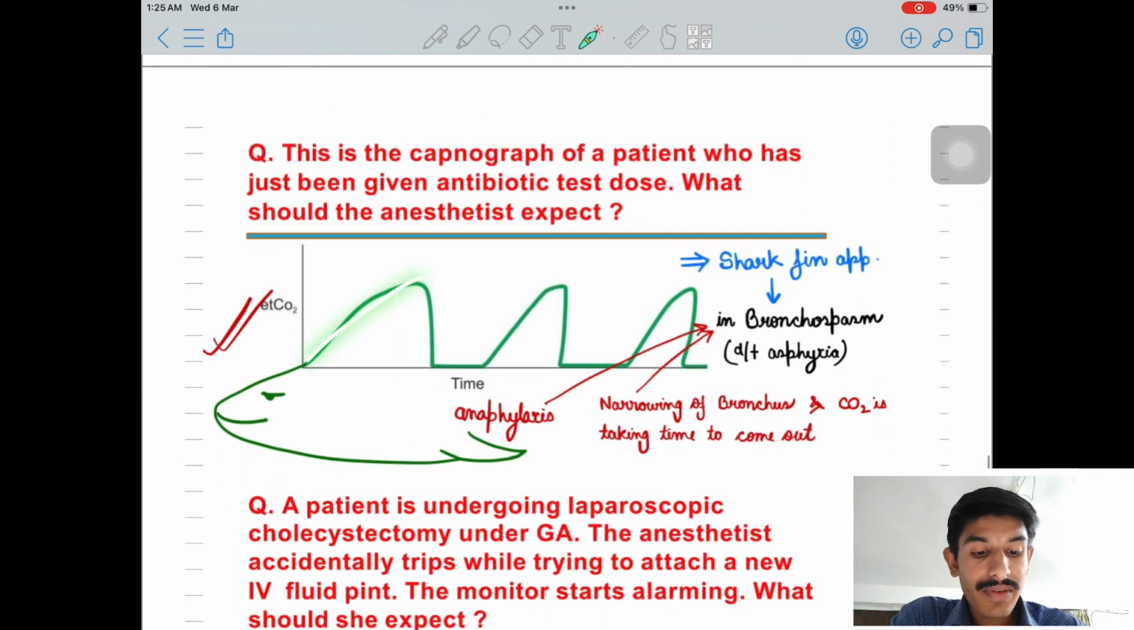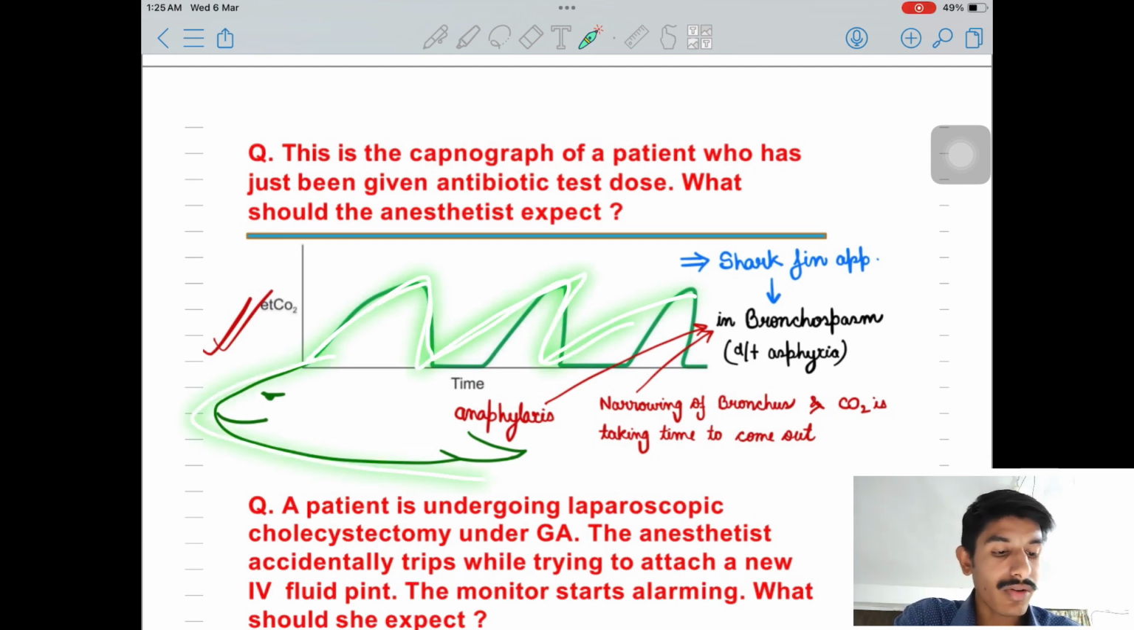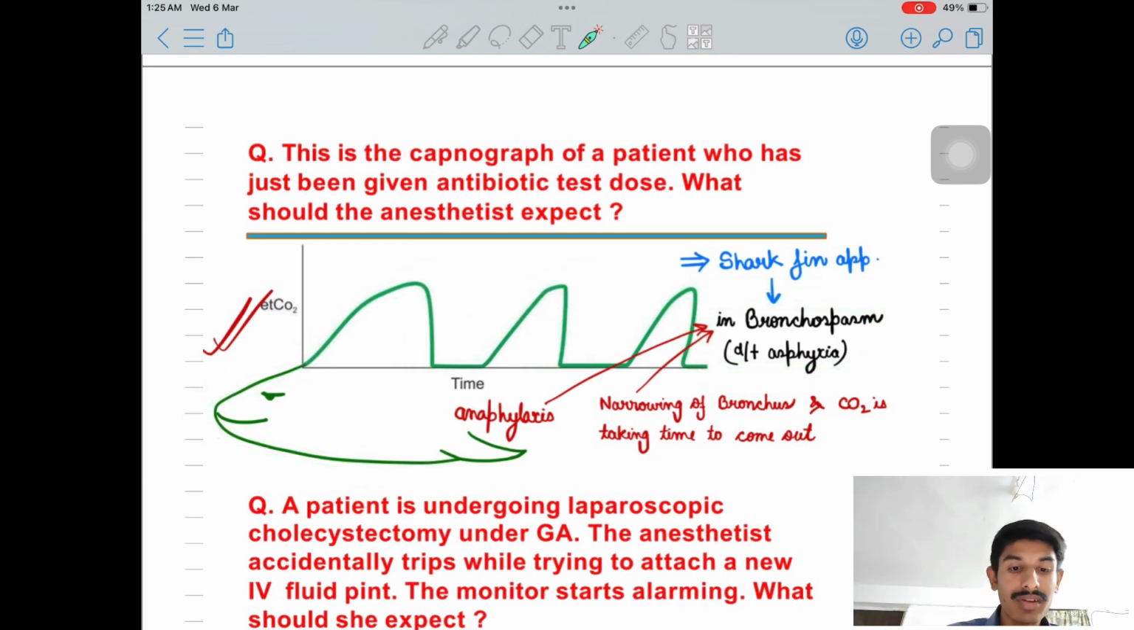Then there is the shark fin pattern. As you can see, it looks like a shark and its fins. This is bronchospasm. The patient is having bronchospasm, and that's why the capnograph is shifted like this, like a fin.